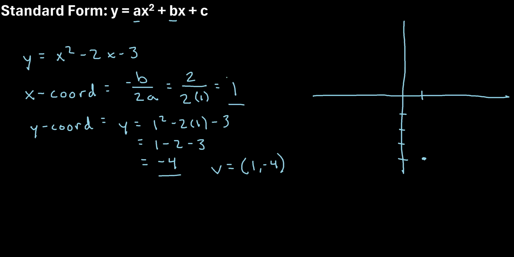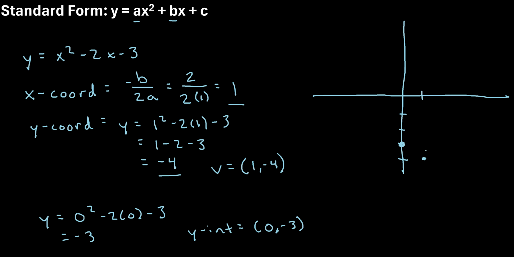So the way that we find our y-intercept is we plug in a 0 for x into this original equation. So we'll get y is equal to 0 squared minus 2 times 0 minus 3. We can see that all of that is just equal to negative 3. So our y-intercept is 0, negative 3. So now we can add this point to our plot. So x is 0 and y is negative 3 right here.